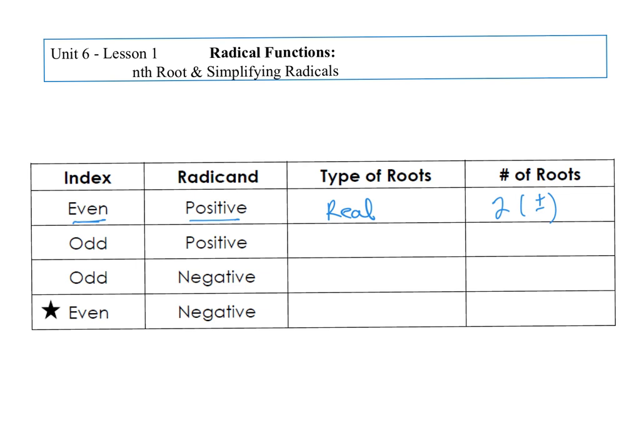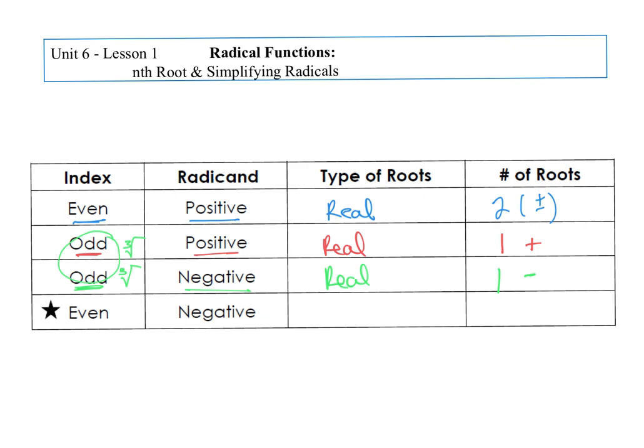If we have an odd index, like a cube root or a fifth root, and the number underneath the radical, that radicand, is positive, we will still have real roots. We can take the cube root of negatives without getting imaginary numbers, but we just get one root that will also be positive. Okay. If the index is odd still, so this is like a cube root that we're talking about, but the number underneath is negative, we'll still get a real answer, but it will only be one answer that is negative.